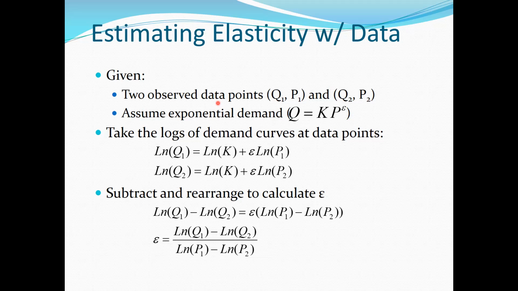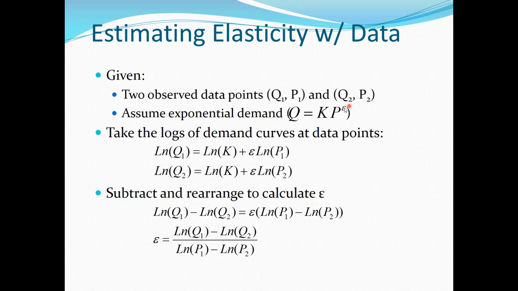Then you could take the natural log of that function: ln Q equal to ln K plus epsilon ln P. Then you could estimate your elasticity value. If you know that your demand function is exponential, you can estimate the elasticity given the data of the two prices. In this scenario, epsilon is equal to natural log of Q1 minus natural log of Q2, divided by natural log of P1 minus natural log of P2. So that's one way of estimating the elasticity, if you know two data points and you also know that the demand function is exponential like that.